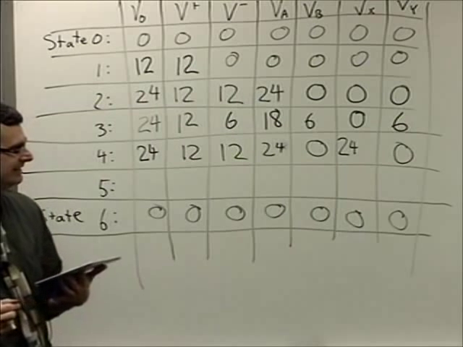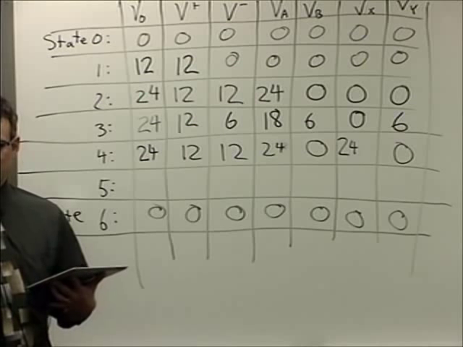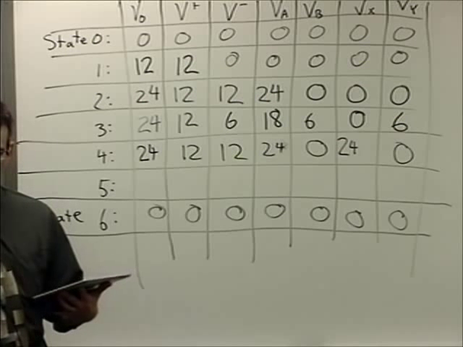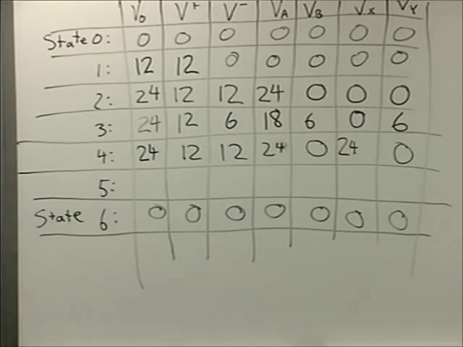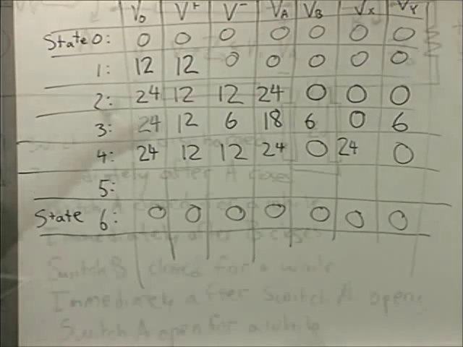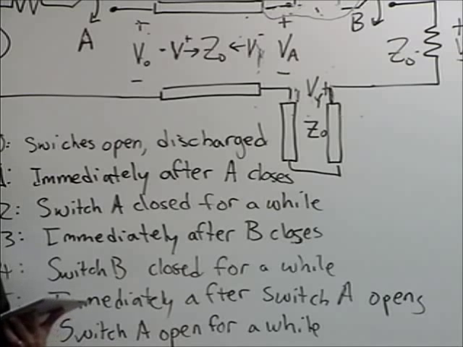One last state. And in fact, this one isn't too bad. It's a charged state where you're making a change to a charged transmission line. But luckily, it's over here. Switch A, let's see. Oh, switch 5. Immediately after switch A opens. So it's been closed. It's charged up that entire circuit, and then you rip it open. We go straight back to state 1, and we ask ourselves, what could possibly change? V naught, V plus, since it's measured at the front of the line.